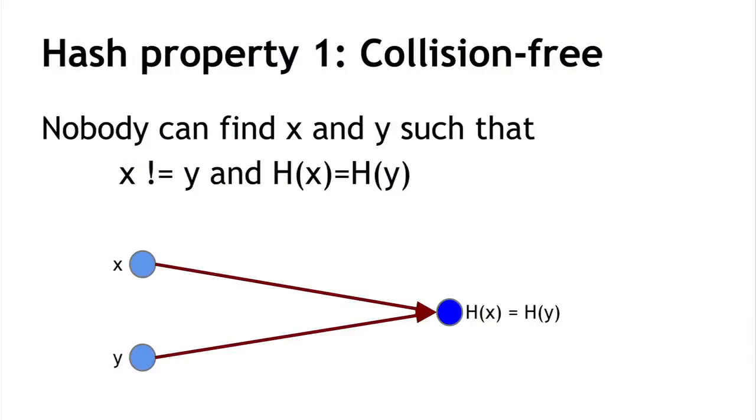So first, collision-free. The first property that we need from a cryptographic hash function is that it's collision-free. And what that means is that nobody can find values x and y such that x and y are different, and yet the hash of x is equal to the hash of y. If we look at the operation of the function as depicted by one of these red arrows, here's x and H(x), and here's y and H(y), then nobody can find a situation like this, where you have an x and y that are separate, and yet when you hash them, they hash to the same value. Now, one thing to notice is that I said nobody can find. I didn't say that there is no collision. Because if you think about it, there has to be a collision.